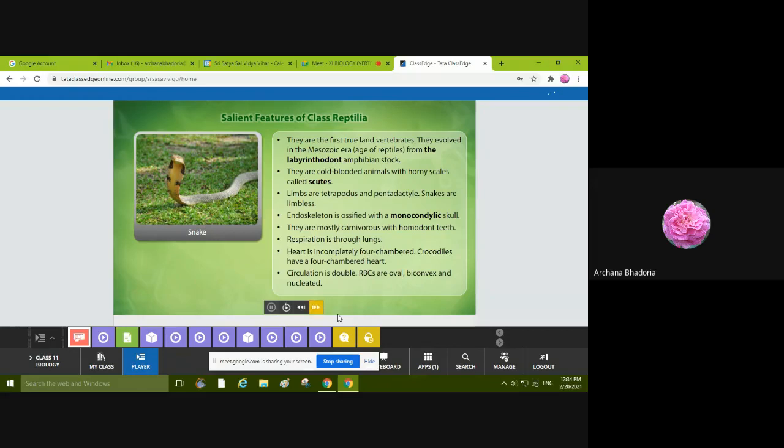RBCs are oval and here again biconvex, and they are nucleated. And what type of nucleus do we have? RBCs are enucleated. What does it mean? No nucleus. Okay. So remember, now gradually see how the evolution is occurring.